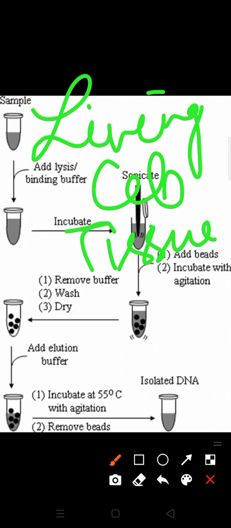For this process you basically require three enzymes. First is lysozyme, cellulase or chitinase. Lysozyme, children, where is lysozyme present? Lysozyme is present in our saliva also. What is the function of this lysozyme? Lysozyme is very helpful for the breakdown of the bacterial capsule or cell wall.